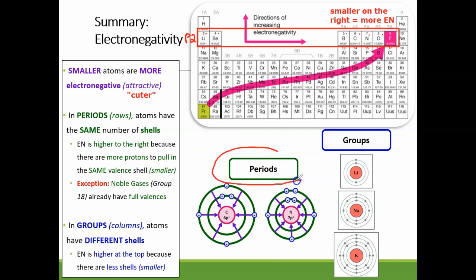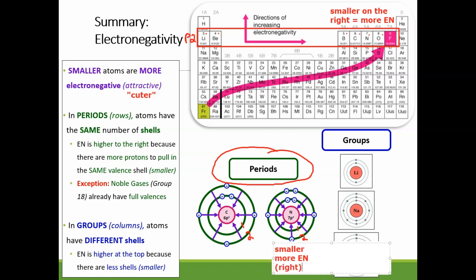So here's a picture of what we went over yesterday. We compared carbon and nitrogen. Same exact setup. They both have 2 shells, but nitrogen has an extra proton. Its atomic number is 7, so it has 7 protons, whereas carbon only has 6. So this extra proton can pull in these shells more easily, and so it becomes smaller. And we know that if you're smaller, you're more electronegative, and this is going to be as we go to the right of our periodic table. Okay? So then let's go ahead and take a look.